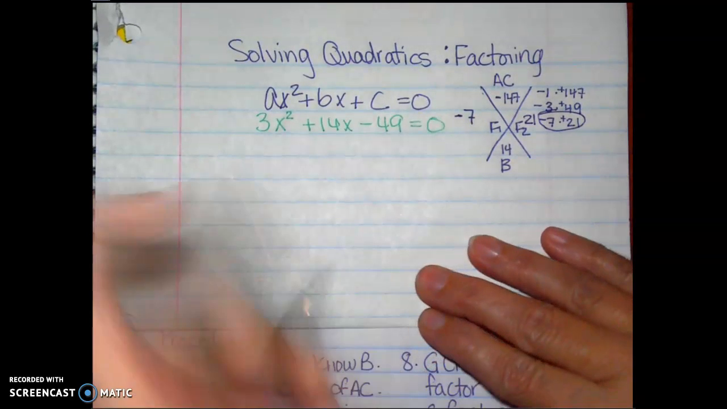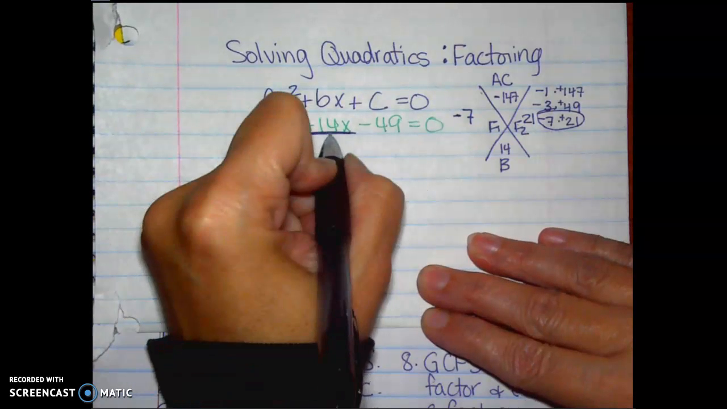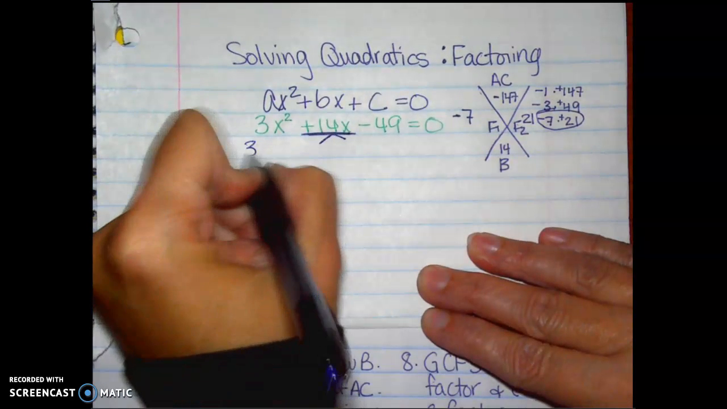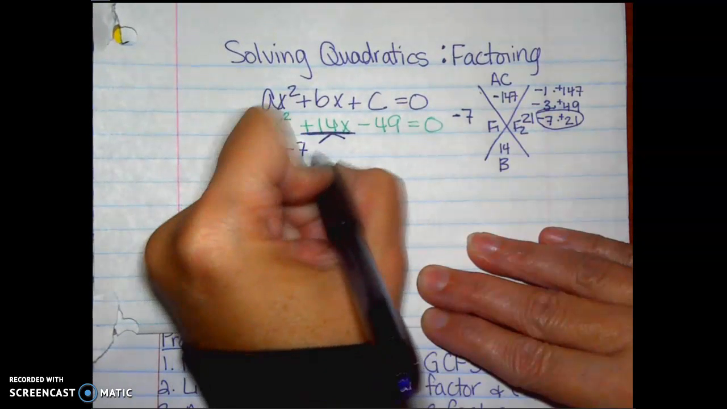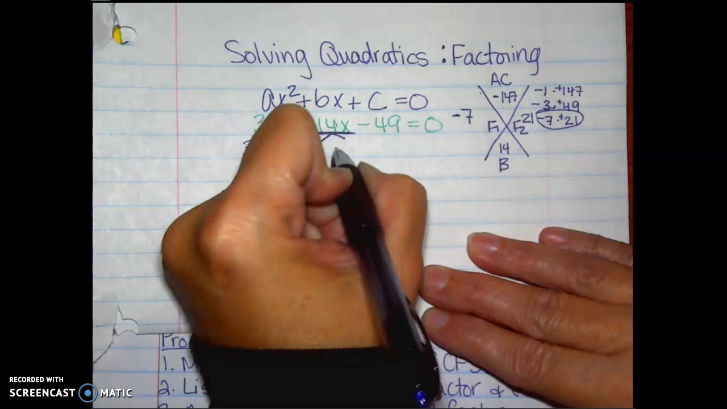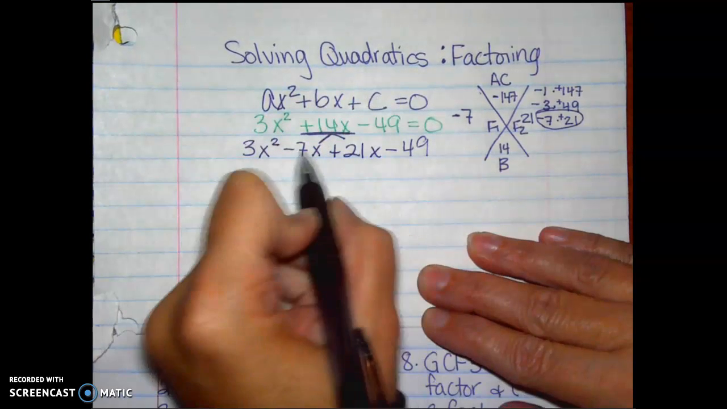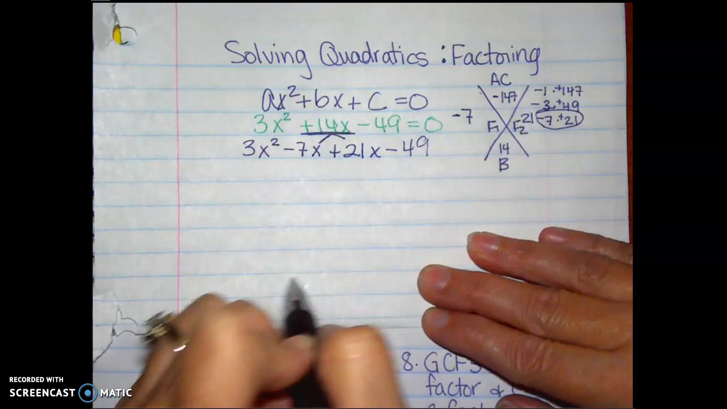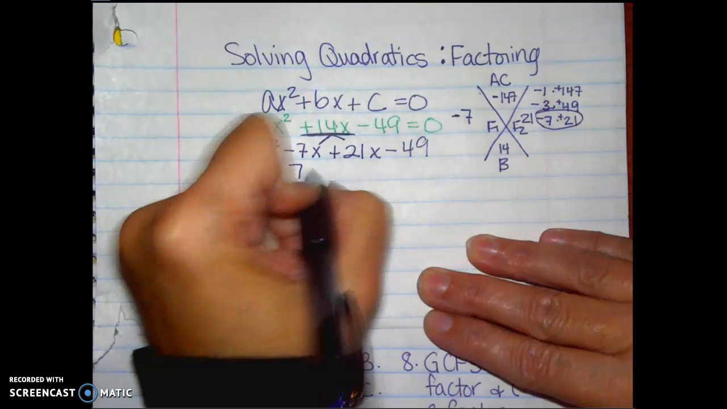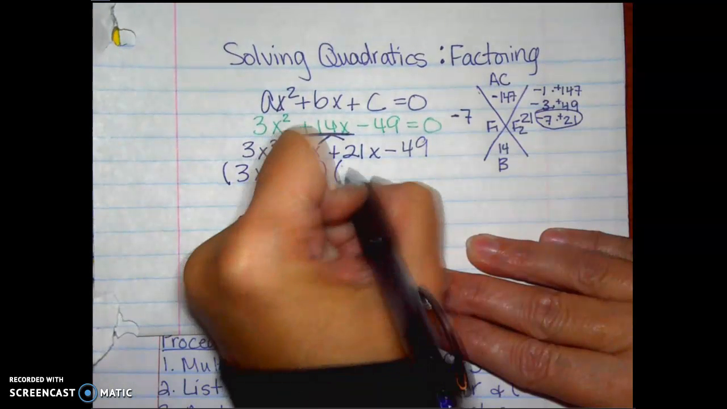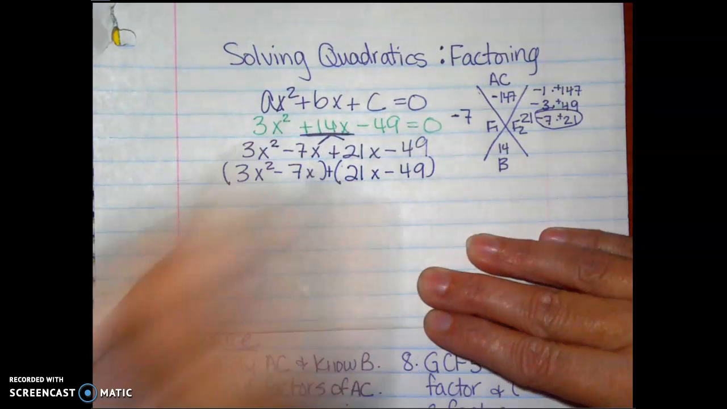Now I'm going to come back to my problem, and I'm going to replace this term. So I'm going to replace it with those two factors. So it's going to be 3x squared minus 7x, got to put the x in there, and 21x minus 49. So these replace the 14x. Now I'm going to put my parentheses around 3x squared minus 7x, and put my parentheses around the last two, 21x minus 49. There's a positive sign there.